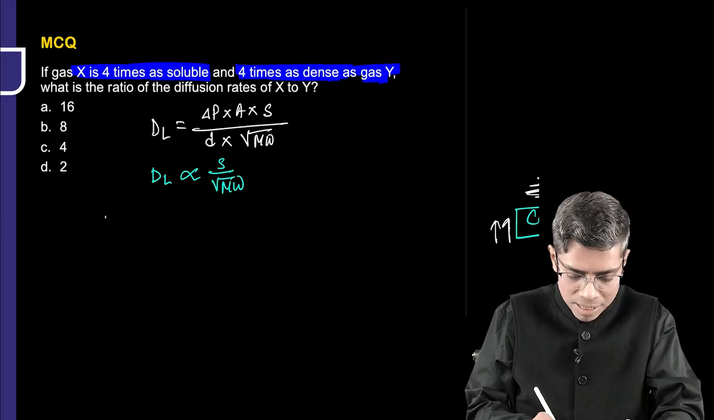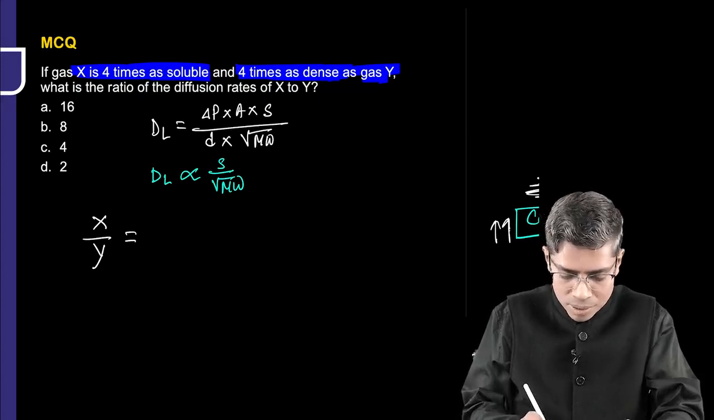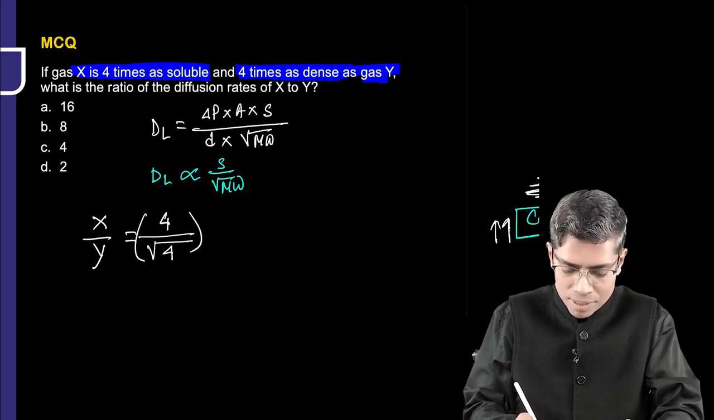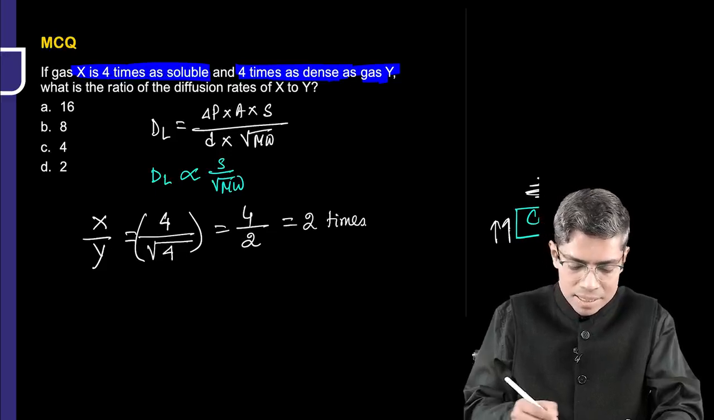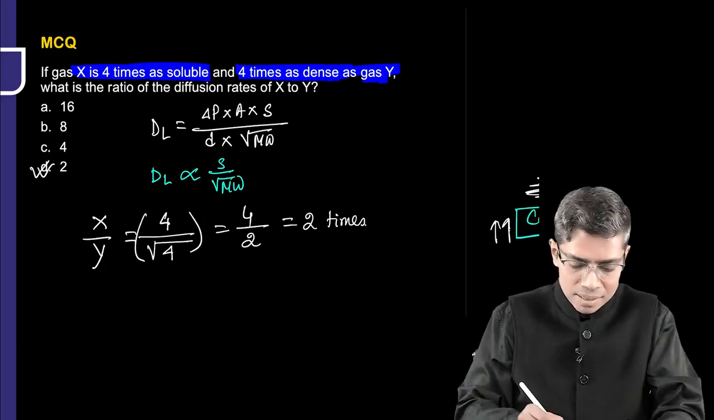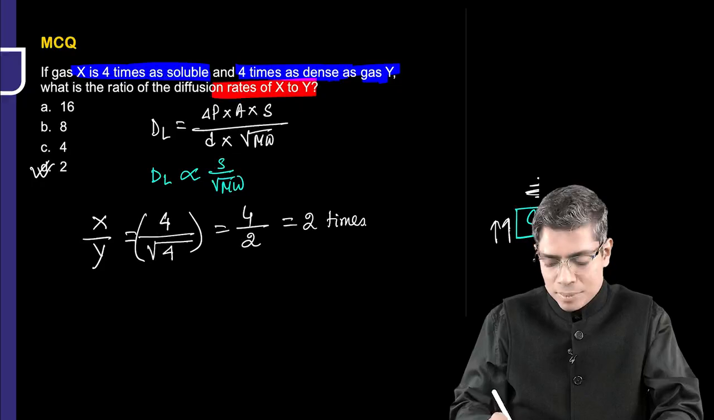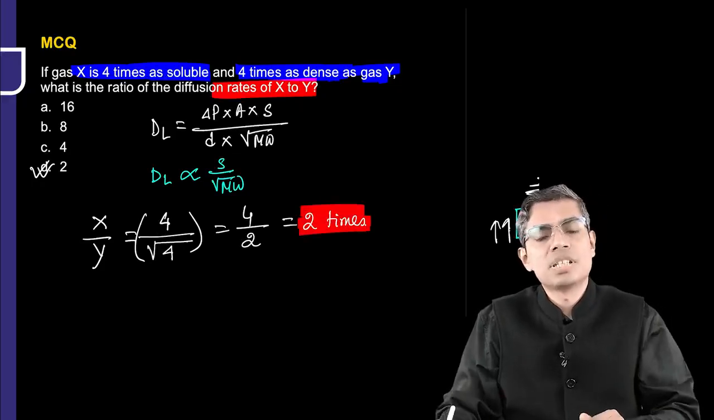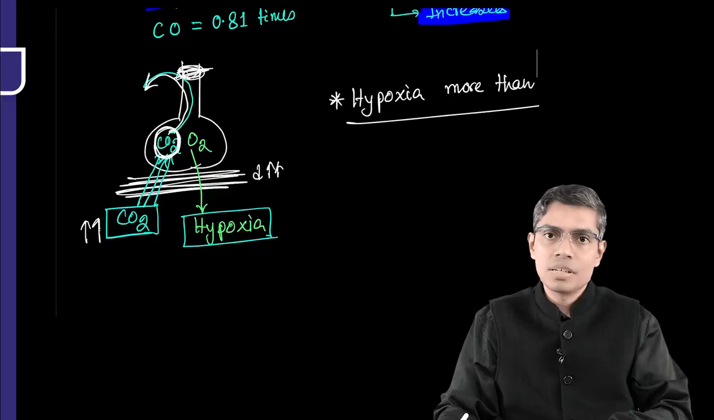So now if you put all these parameters, X upon Y, I am calculating how many times X is of Y. S is 4 times soluble, so I am writing 4 here, and 4 times dense means molecular weight is 4 times that of gas Y. So I can easily calculate that this is 4 upon 2, that will be 2 times. That's why I can easily answer that the answer is going to be D. X will be 2 times more diffusion than that of Y. So this way a question can be given based on this diffusion constant or K.